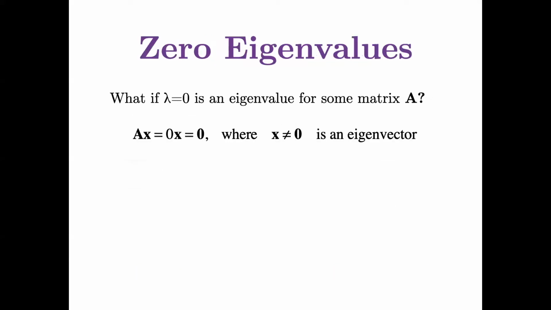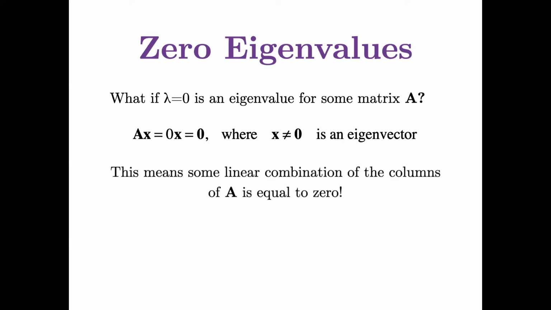Now, as I promised, we're going to revisit that fact about 0 eigenvalues. And just consider, what would happen if lambda equals 0 is an eigenvalue for some matrix A? Well, it would mean that if I multiplied A times some vector, I would get 0. But recall, in the definition of eigenvector, X could not be 0.